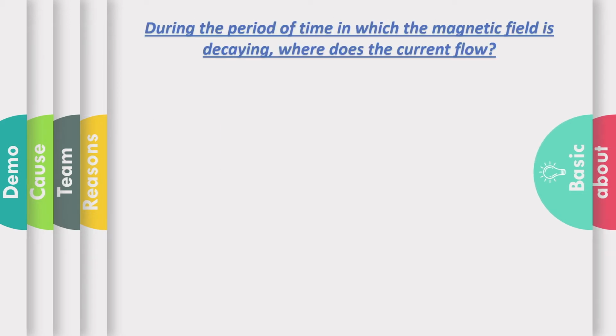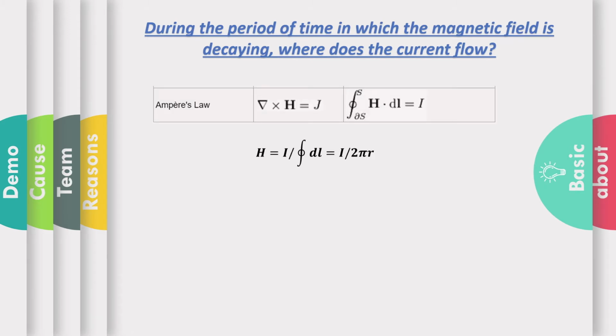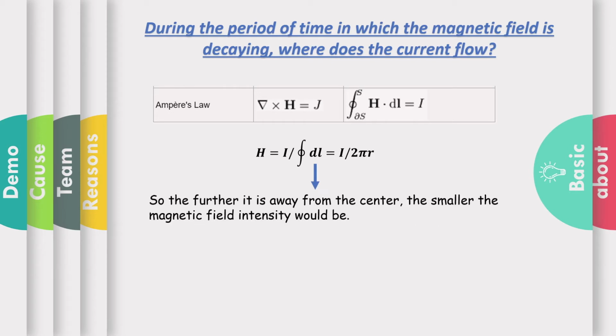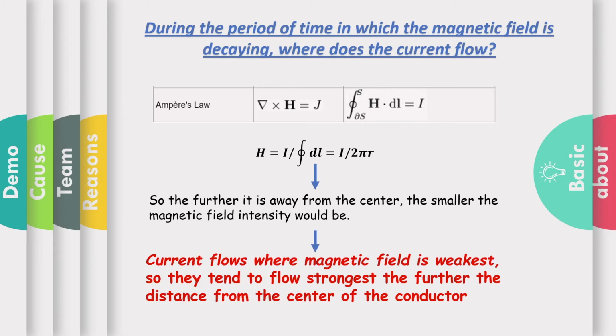One question is, during the period of time in which the magnetic field is decaying, where does the current flow? Let's recall Ampere's law, which tells us how to calculate the magnetic field intensity. Through this equation, we could see that the farther it is away from the center, the smaller the magnetic field intensity would be. Now we also know the currents flow where the magnetic field is weakest, so the currents tend to flow strongest the farther the distance from the center of the conductor. We can observe the current flowing near the surface of the conductor.